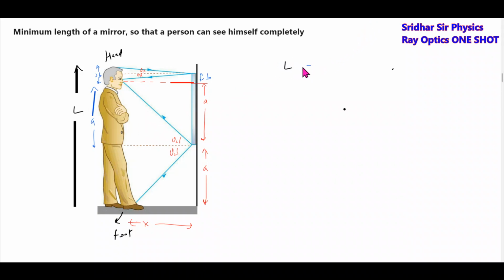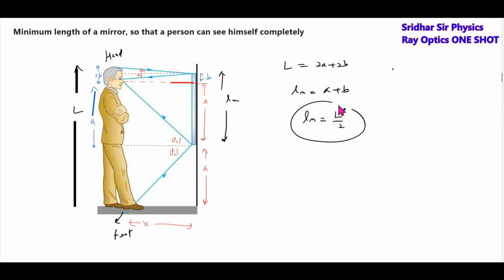Length of the person, length of the mirror. So what should be the length of the mirror? The length of the mirror should be half of the height of the person. The length of the mirror is equal to half of the height of the person. Then the person will be able to see himself completely. This is one generalized thing which you have to remember.